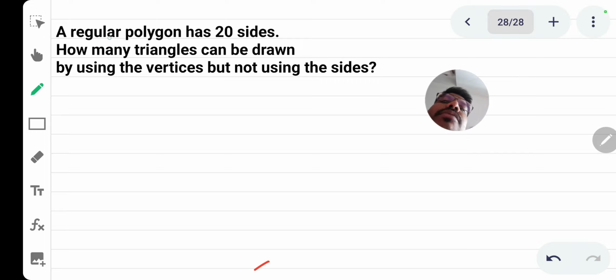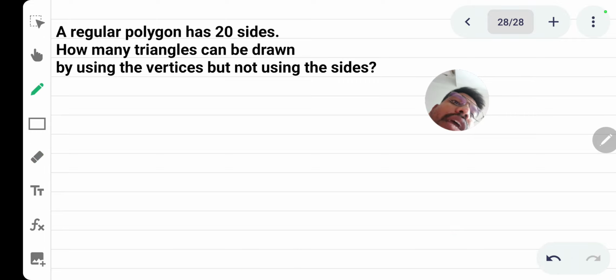पहले तो ये क्वेश्चन में रेगुलर वर्ड हो ना हो कोई फ़र्क नहीं पड़ेगा, नॉन रेगुलर से भी काम चल जाएगा. ठीक है, सो ये वर्ड कोई फ़र्क नहीं करता. Then the next thing, the polygon has 20 sides. Okay, how many triangles can be drawn?